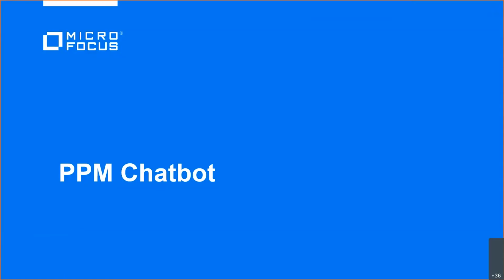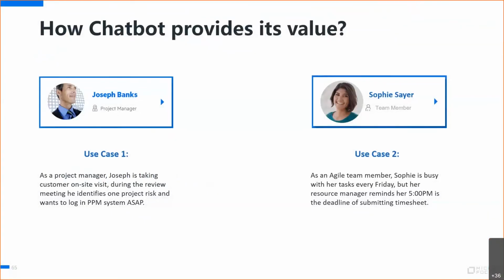The chatbot prompts for the required information, and the user needs to provide that relevant information in the chat. It checks the user security while creating that entity. And this is the first step towards incorporating artificial intelligence in PPM. So here are a couple of scenarios for that.